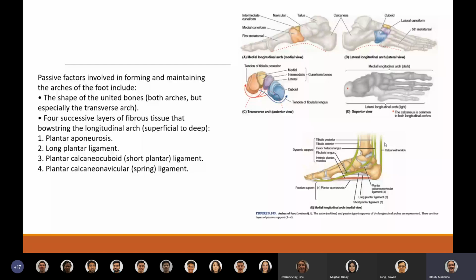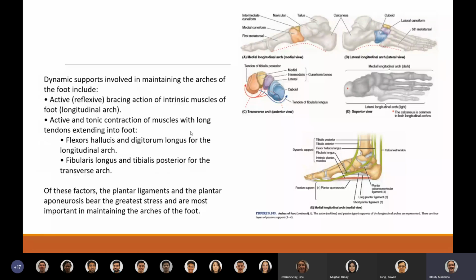So you guys could read about it. This is from Moore's, I believe. They described passive components and dynamic support of the arches. You could just go into that, different types of ligaments that are involved in supporting the medial longitudinal arch, lateral longitudinal arch, and the transverse arch. That could be just a read, so you could take a look at that.